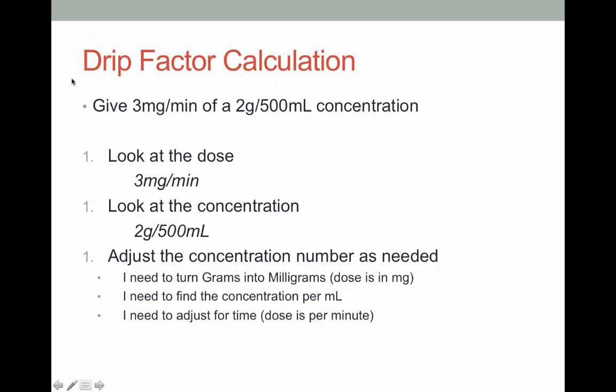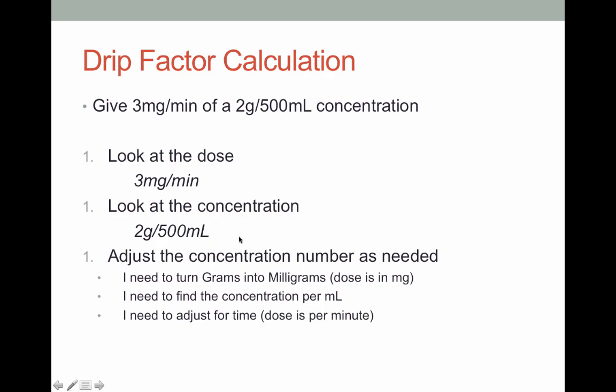Well, take a step at a time. First, I'm going to look at my dose. I've got 3 milligrams per minute that I want to infuse. I'm going to take my concentration, 2 grams per 500 mLs. So first thing I'm going to do is turn those grams into milligrams. I want these units to line up. So turn those 2 grams into 2,000 milligrams.